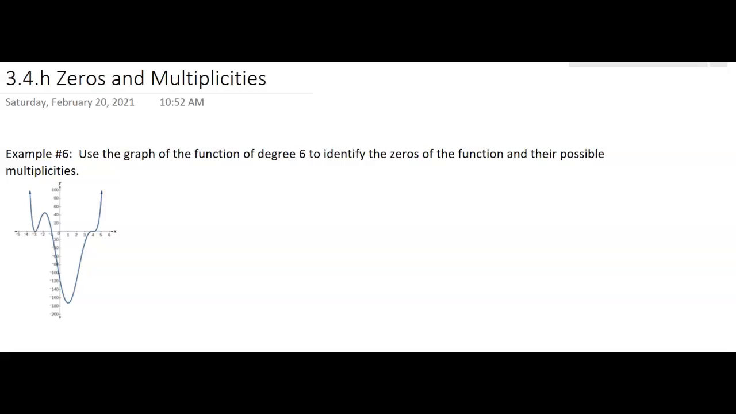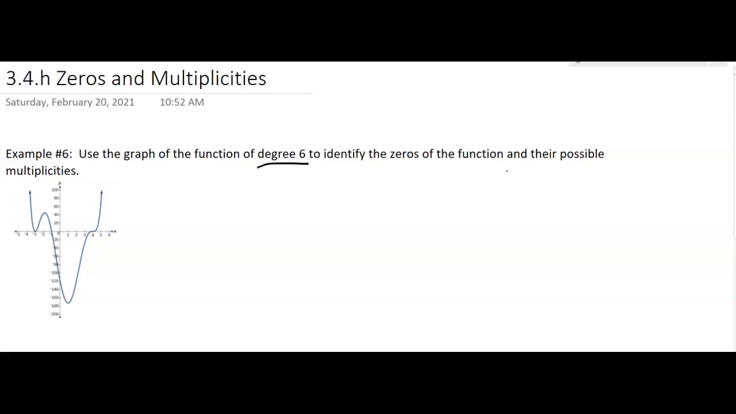Okay, so now we're going to look at zeros and multiplicities, but they're going to give us a graph. So use the graph of the function of degree 6. Okay, so they tell us the degree, right? Yeah, that's in the directions. So it's degree 6 to identify the zeros of the function and their possible multiplicities.